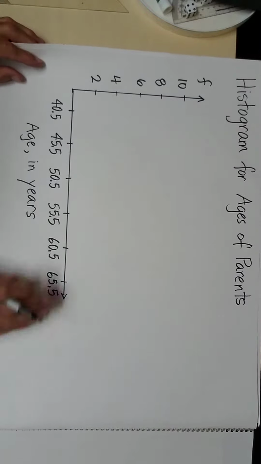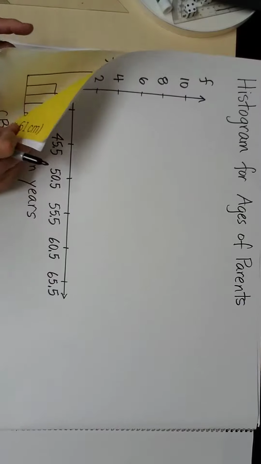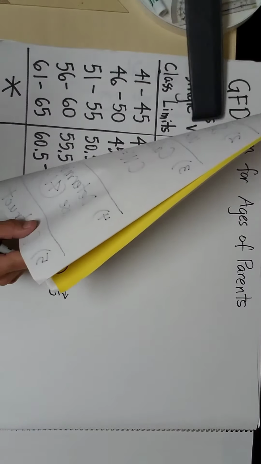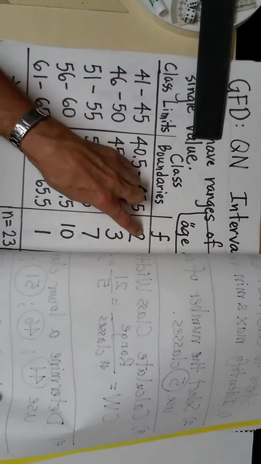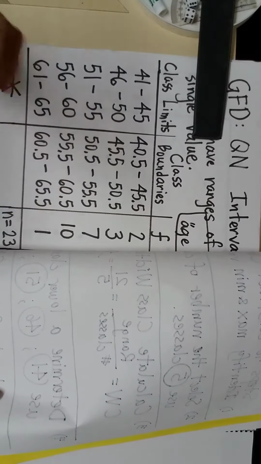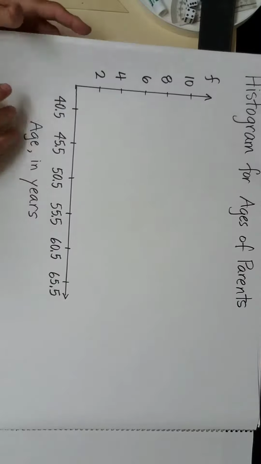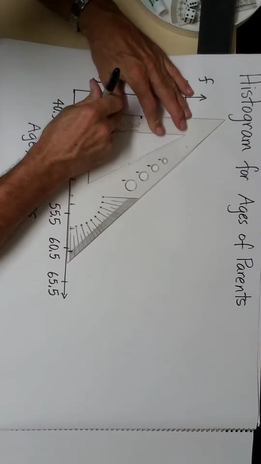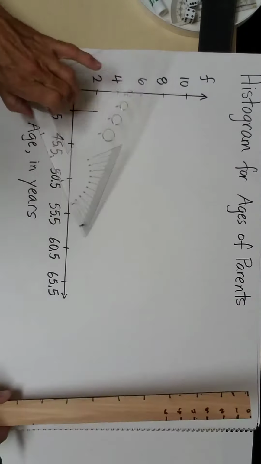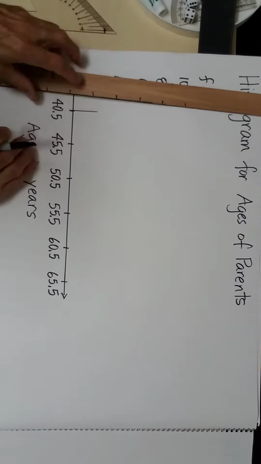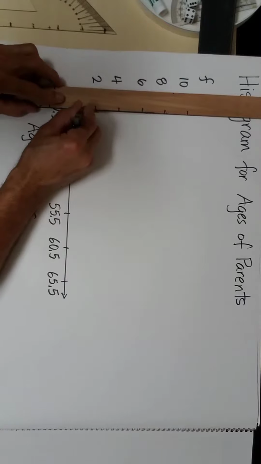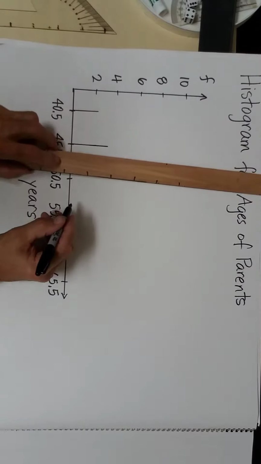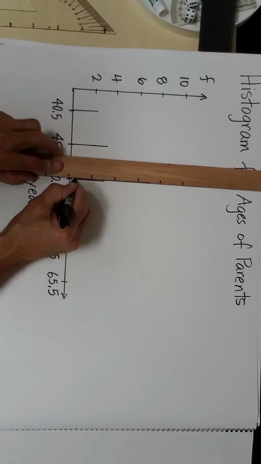The thing to do now is to create the separate bars. The frequencies were 2, 3, 7, 10, and 1. See if I can remember that. 2, 3, 7, 10, 1. Okay. So the first bar goes up to a height of 2 on my imaginary scale. The next one went up to a height of 3, so the size of that bar needed to go up to 3.